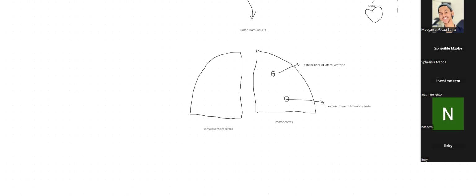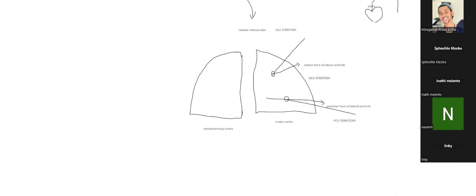Okay, so this part over here is known as your ACA territory. The middle part is known as your MCA territory. And the bottom part, the bottom half or bottom third, is known as your PCA territory. So it's like your anterior, middle, and posterior cerebral arteries.